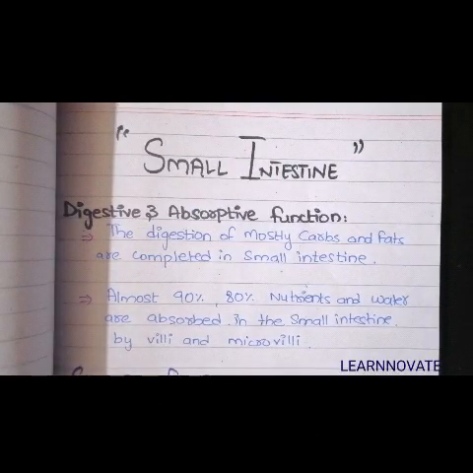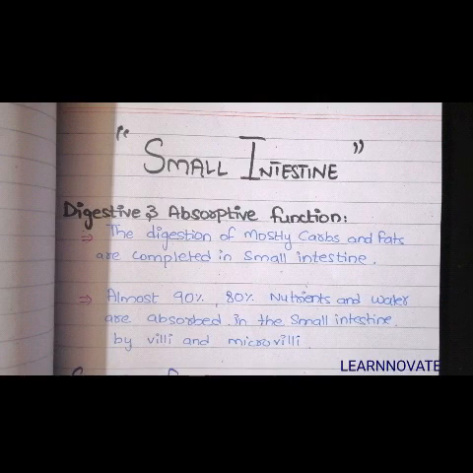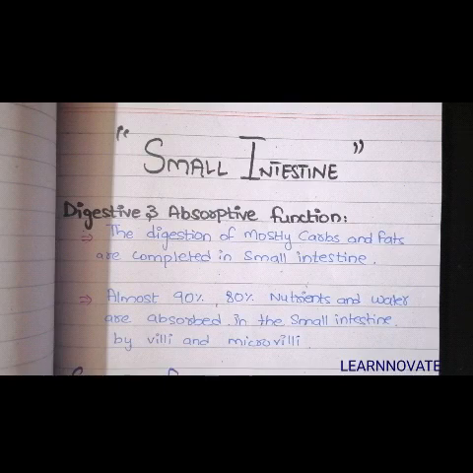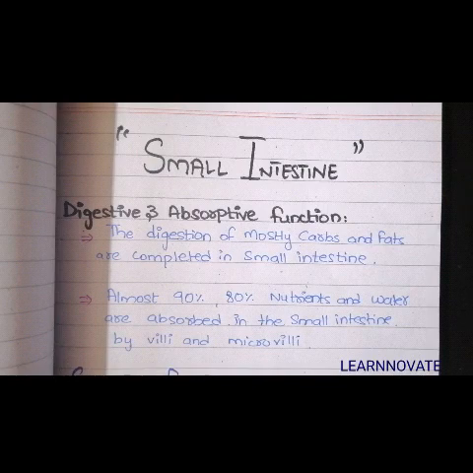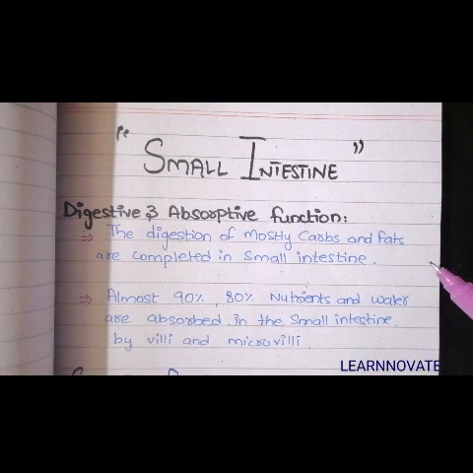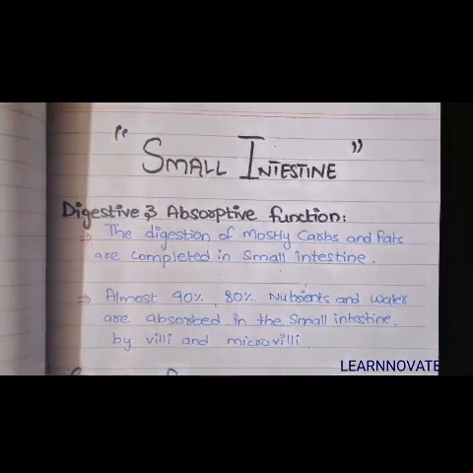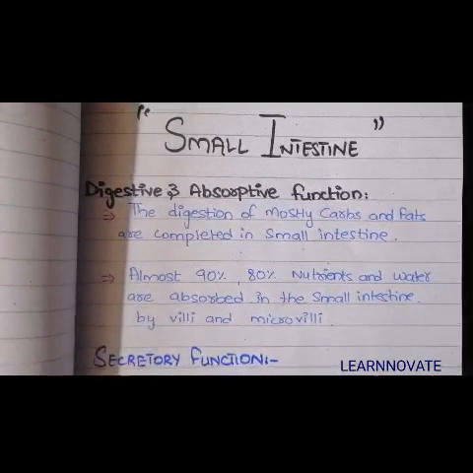In this video, we will discuss the small intestinal functions. As we all know, the small intestine is a convoluted tubule connecting the stomach with the large intestine. The small intestine is anatomically divided into three parts: the duodenum, the jejunum and the ileum. But in this video, we will only discuss the physiological functions of the small intestine in the body, starting with the digestive and absorptive functions.